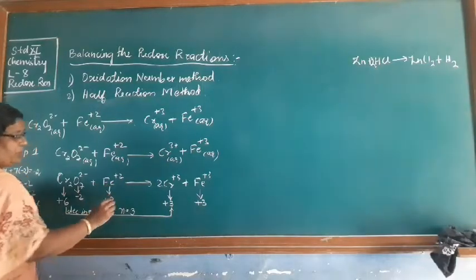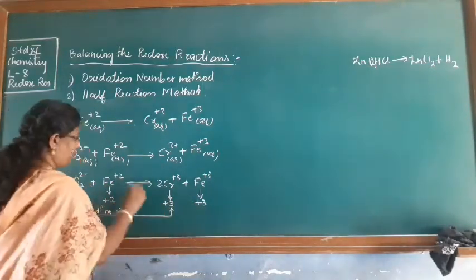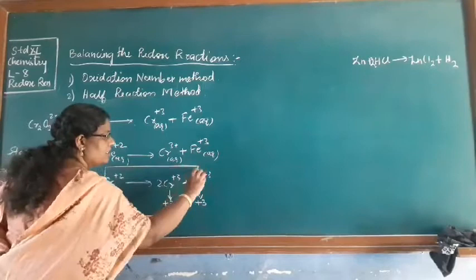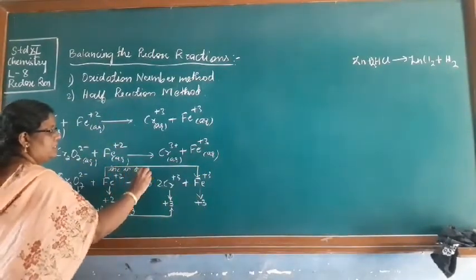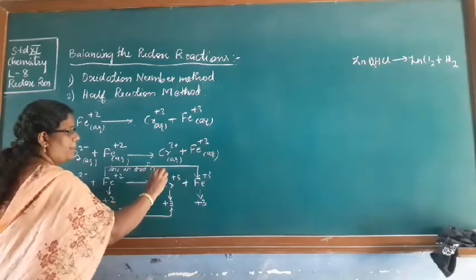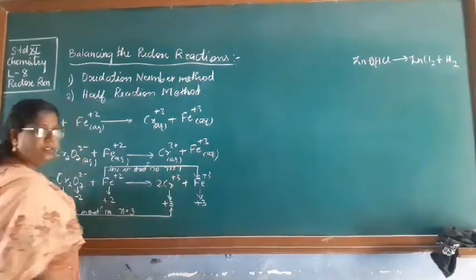Next, Fe goes from +2 to +3, meaning there is an increase in the oxidation number. There is an increase in oxidation number. How much is the increase? The increase is 1.